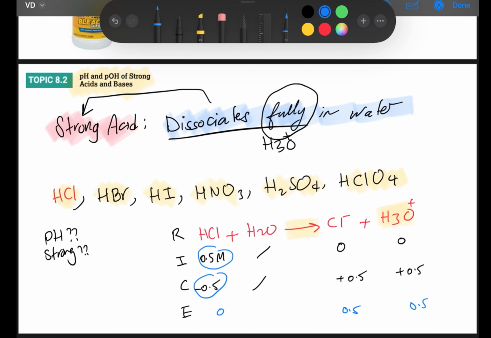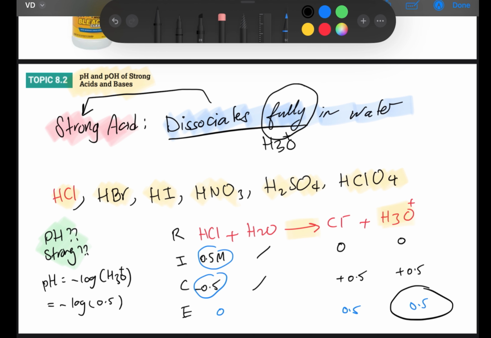Now, our target is to calculate the pH of this strong acid. As we remember from the previous video, if you want to calculate the pH, we have to say the pH is equal to negative log the concentration of H3O plus. All right. What is the concentration of H3O plus? The concentration is equal to 0.5. So we put in 0.5. And if you do that in your calculator, you will end up with 0.3.